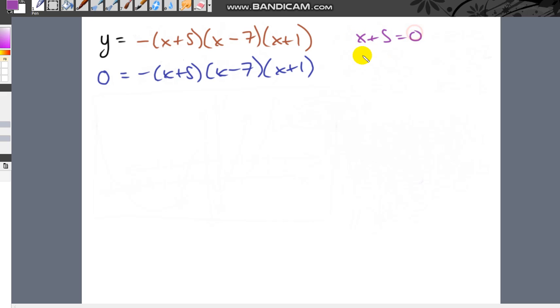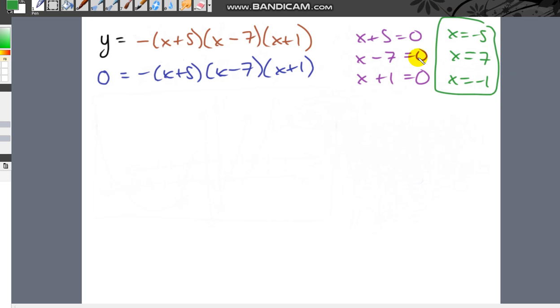So x plus 5 equals 0, x minus 7 equals 0, and we have x plus 1 equals 0. This one, subtract 5 on both sides, x equals negative 5. Add 7 to both sides, get x equals 7. Subtract 1 from both sides, get x equals negative 1. These right here are going to represent our x-intercepts.